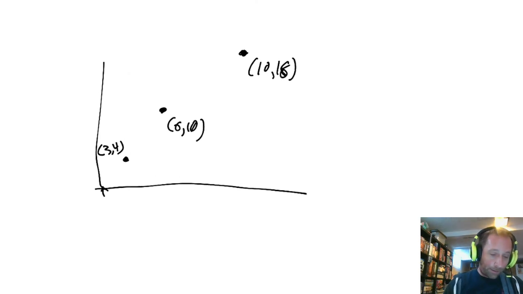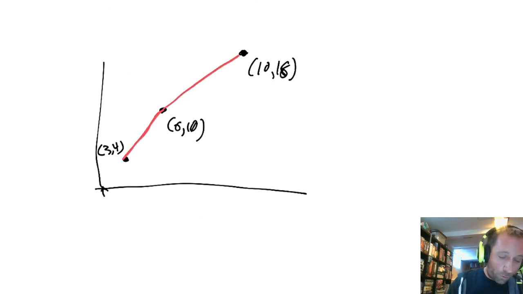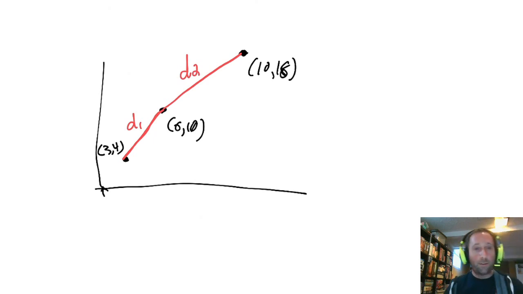We are asked, what is the total distance that the ant has traveled? So I'm just going to call this D1, and I'm going to call the second distance D2. What is the total distance that the ant travels from beginning to end? So we don't want the shortest distance, we want the physical distance that was traveled.